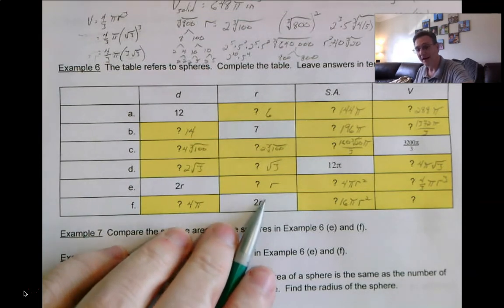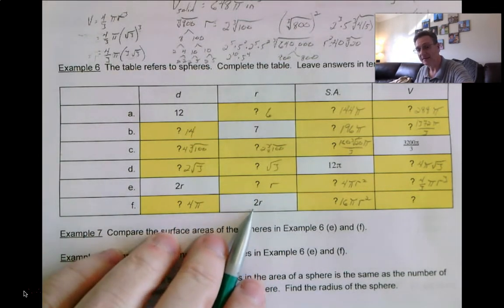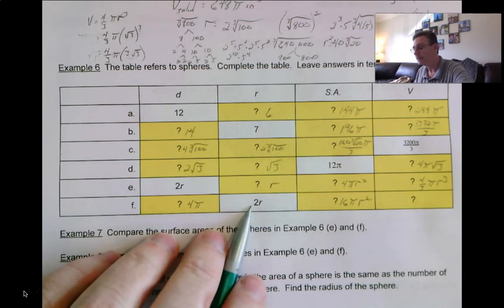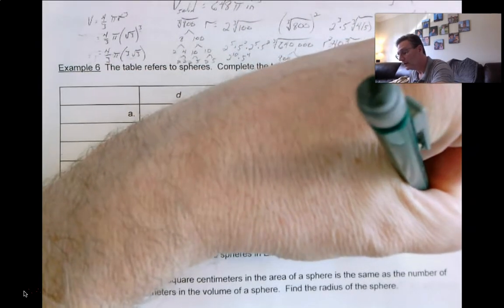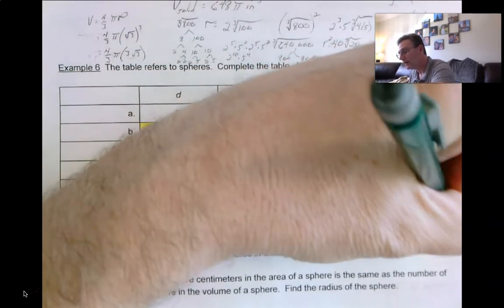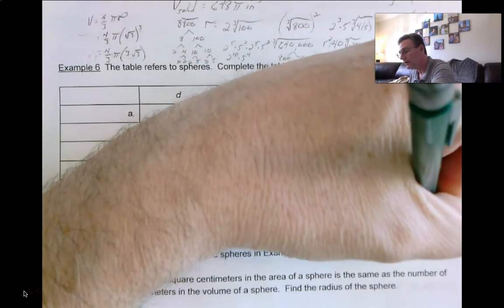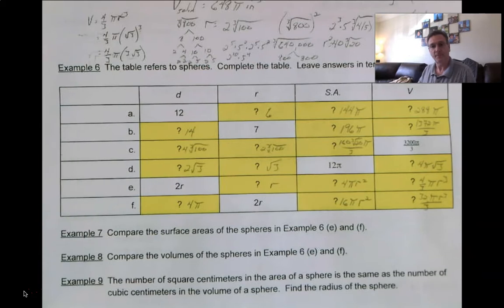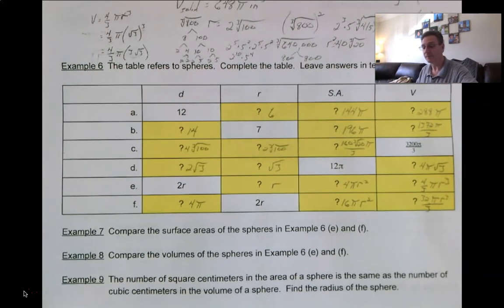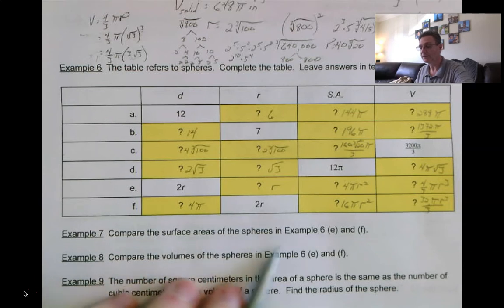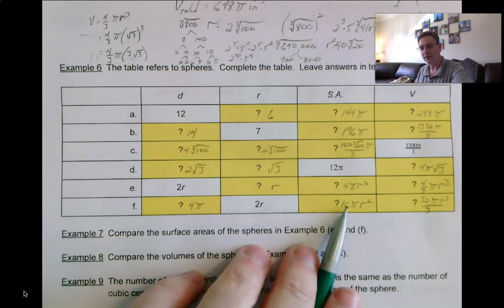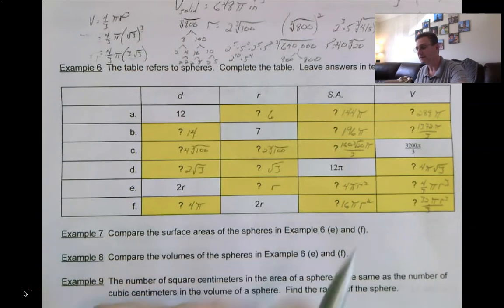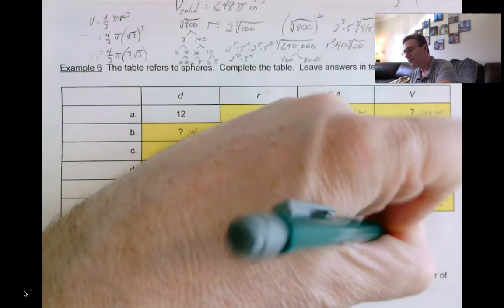In the volume formula, I have to cube this, so this is going to become 8r cubed when I cube it, times the 4 thirds, so 8 times 4, 32 pi r cubed over 3 is the answer for part F. Example 7, we want to compare the surface areas in 6E and 6F. So what's the comparison of these? This is 4 times bigger. This is 1/4 the size. So they are in a 1:4 ratio.